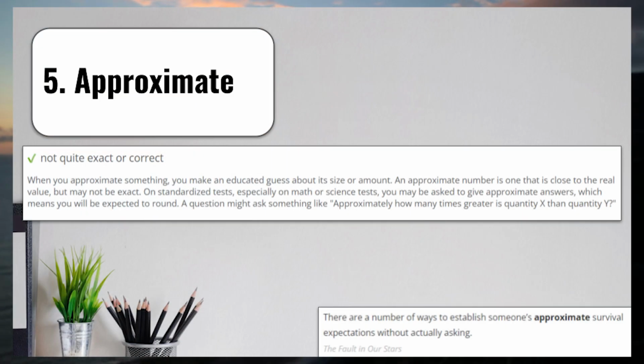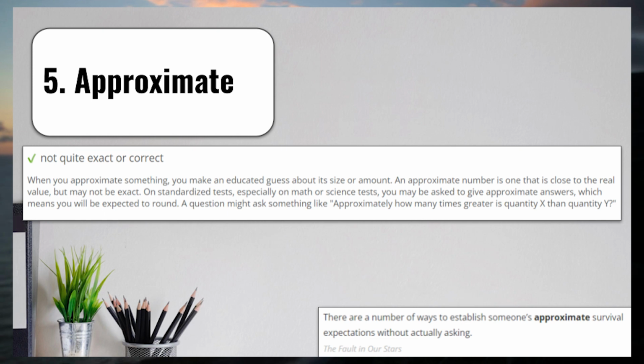Term number 5 is approximate. It means not quite exact or correct. When you approximate something, you make an educated guess about its size or amount. An approximate number is one that is close to the real value but may not be exact.